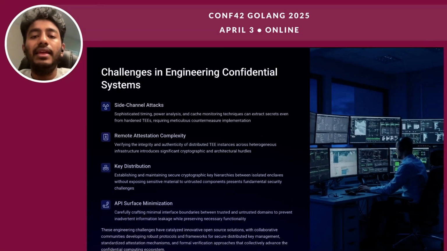All right, now engineering challenges. Of course, this isn't a silver bullet. There are challenges, and those would be side channel attacks. These are still a risk. They require careful engineering and mitigation at both hardware and software layers.